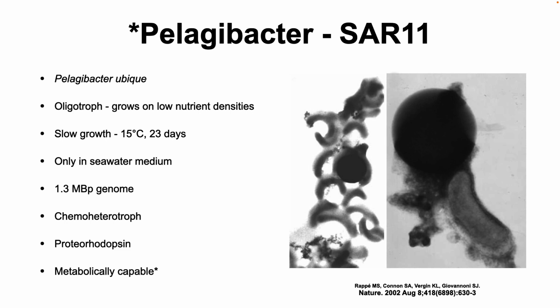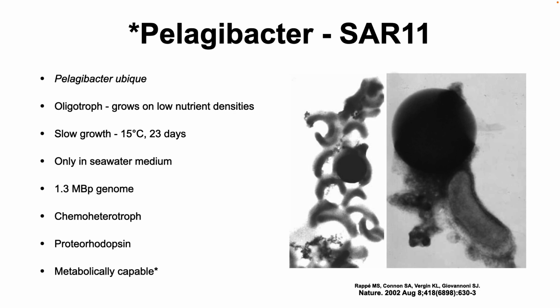It will only grow in seawater medium, so there's something in the medium that we don't know yet that it needs. It is a 1.3 mega base pair genome, which is relatively small. Remember, E. coli is about 4.5 million base pairs. It is a chemoheterotroph, and it has proteorhodopsin. So here we go again, that rhodopsin, and these rhodopsins are turning out to be pretty ubiquitous. It is also metabolically capable and can synthesize a lot of what it needs.